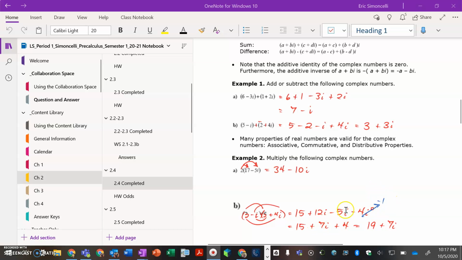We can add our like terms here, so that's 7i, and then 15 plus 4, because negative 4 times negative 1, of course, is positive 4. 15 plus 4 is 19. Final answer, 19 plus 7i.